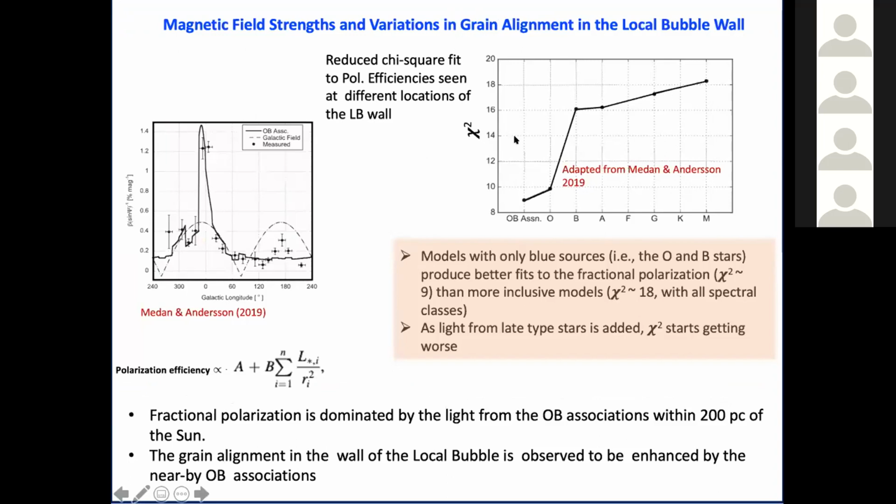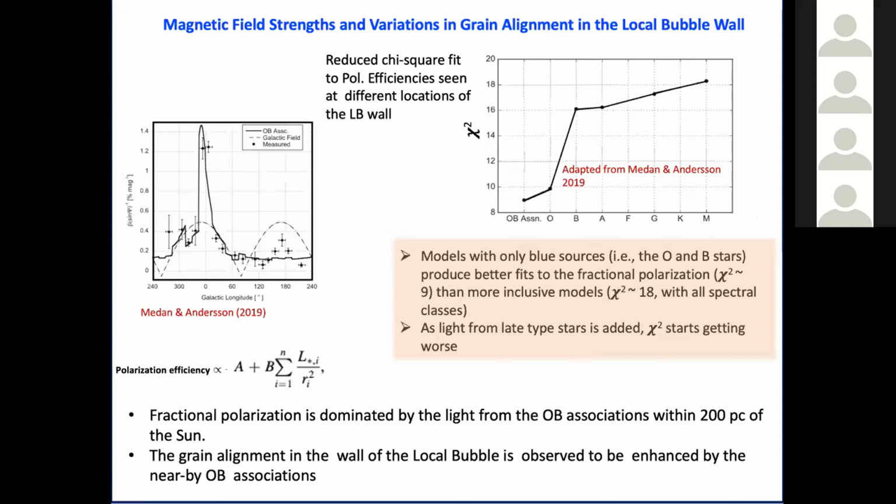They also find that the reduced chi-square fit of the polarization efficiencies at the locations of the local bubble wall is good where the radiation is coming from O and B stars. But as they keep adding the radiation from the late type stars, there is a kind of noise added to the reduced chi-square, and the grain alignment efficiency is not much affected by the light from the late type stars. They did this investigation on different locations of the local bubble.